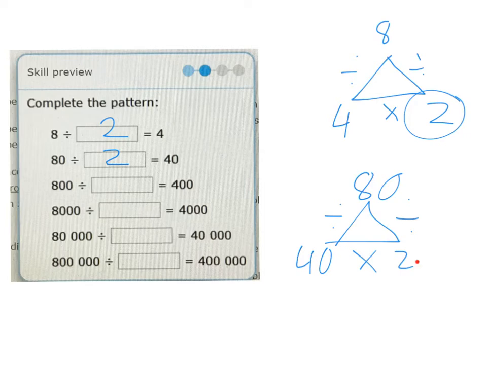80. How many 40s can I take out of 80? 2. How many 2s can I take out of 80? 40. Yeah. And I think that's going to continue. So I'm going to go ahead and write 2s in all of these. I'm just going to check the next one. How many 2s can I take? That's hard for me to think about. It's easier to say if I split 800 into 2 groups, each group would have 400. Yep. 400 times 2 is 800. Yep. Looking down here, 800,000 split into 2 groups, there'd be 400,000 in each group. Yeah. 2 times 400,000. Yeah, that's all we need to do for that one.